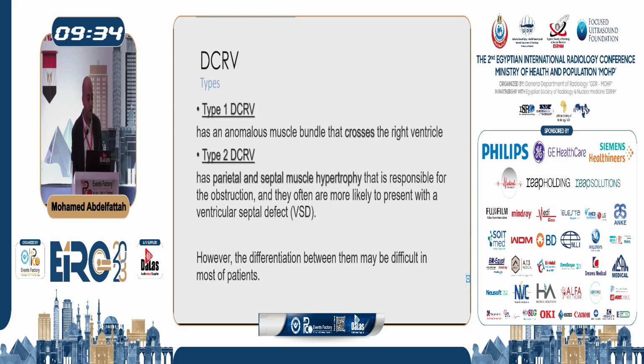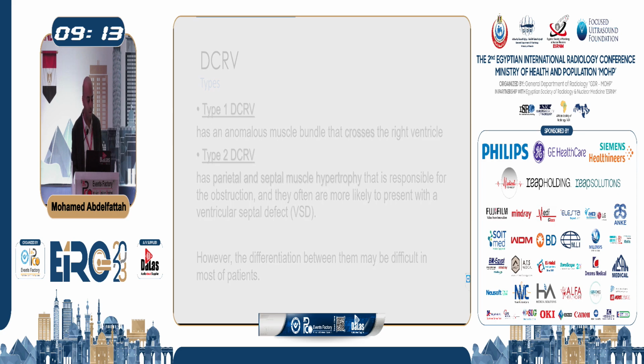Types of double chamber right ventricle. Type 1 has an anomalous muscle bundle that crosses the right ventricle. Type 2 has parietal and septal muscle hypertrophy that is responsible for the obstruction, and they often are more likely to present with ventricular septal defect. However, the differentiation between them may be difficult in most patients.